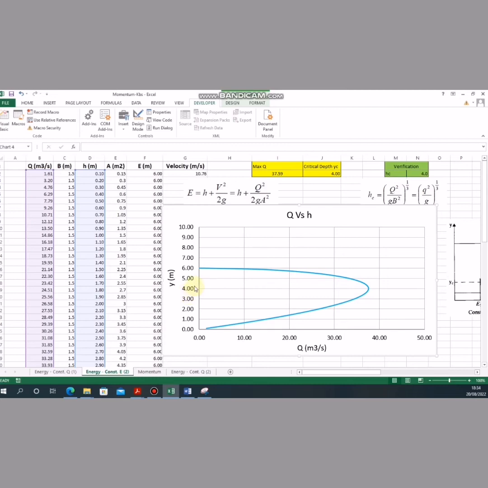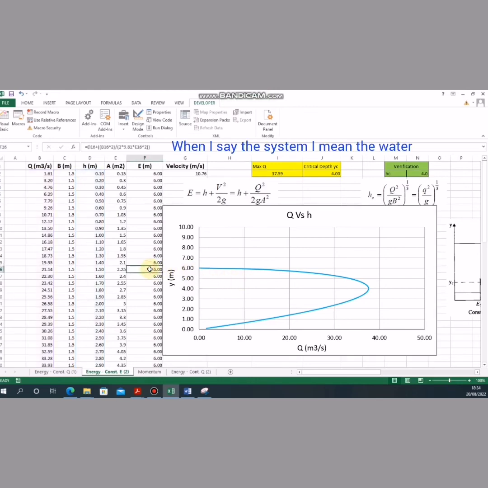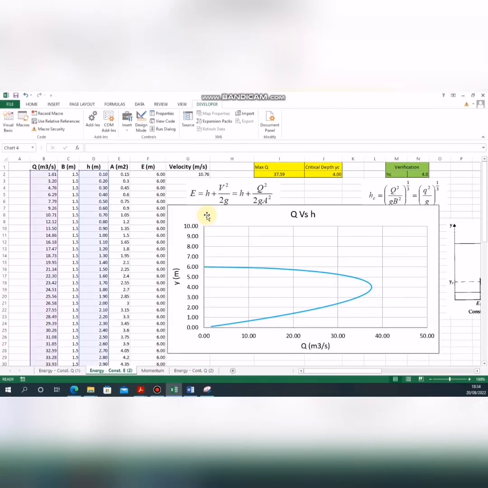This is because the potential energy in the system increases. So as the potential energy increases, the kinetic energy decreases. This is how the energy is balanced in the system. And this goes on and on until a certain point where the discharge is zero. And you might say, well, how is the discharge zero? Actually, the water is not absent.